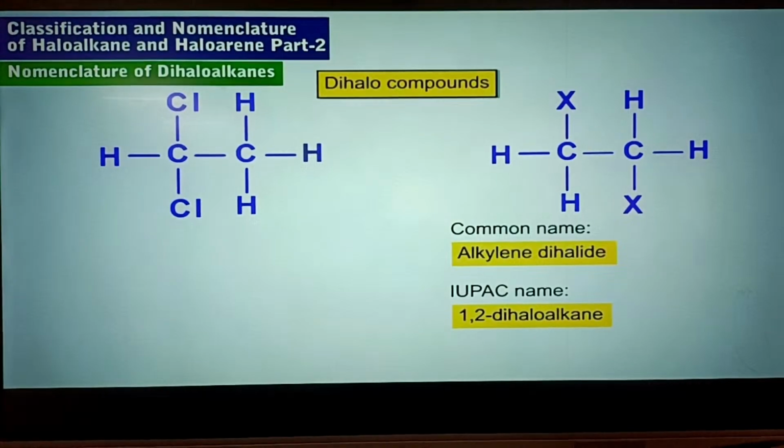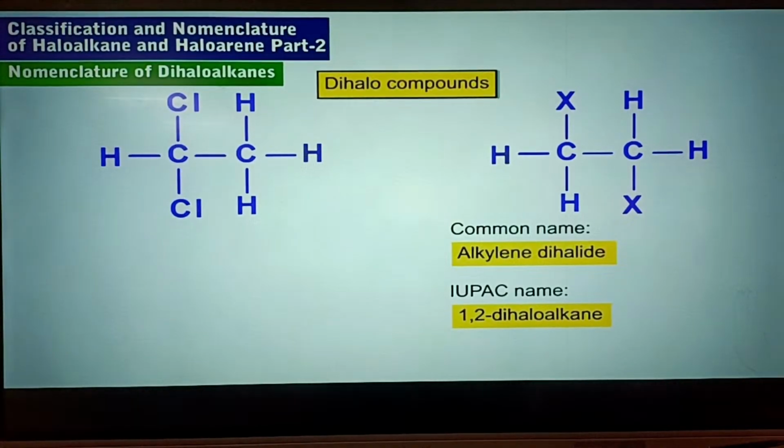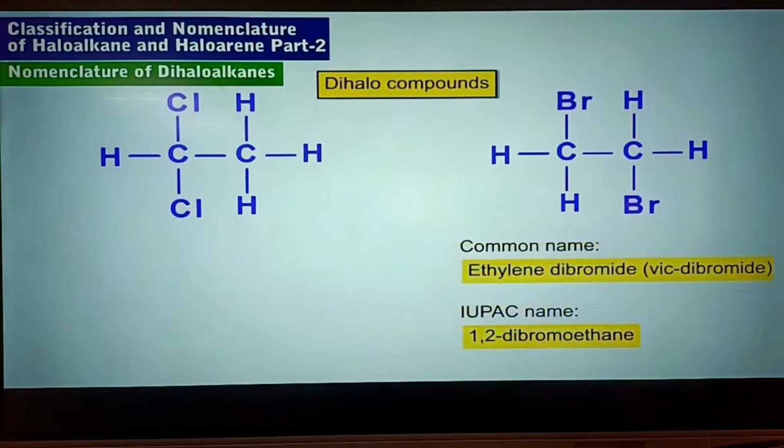If two halogen atoms of the same type are bonded to adjacent carbon atoms, it is called a vicinal dihalide. Vicinal dihalides in the common system are sometimes named alkylene dihalides. In the IUPAC system, they are named 1,2-dihaloalkanes. For the molecule shown here, the common name is ethylene dibromide. Its IUPAC name is 1,2-dibromoethane.